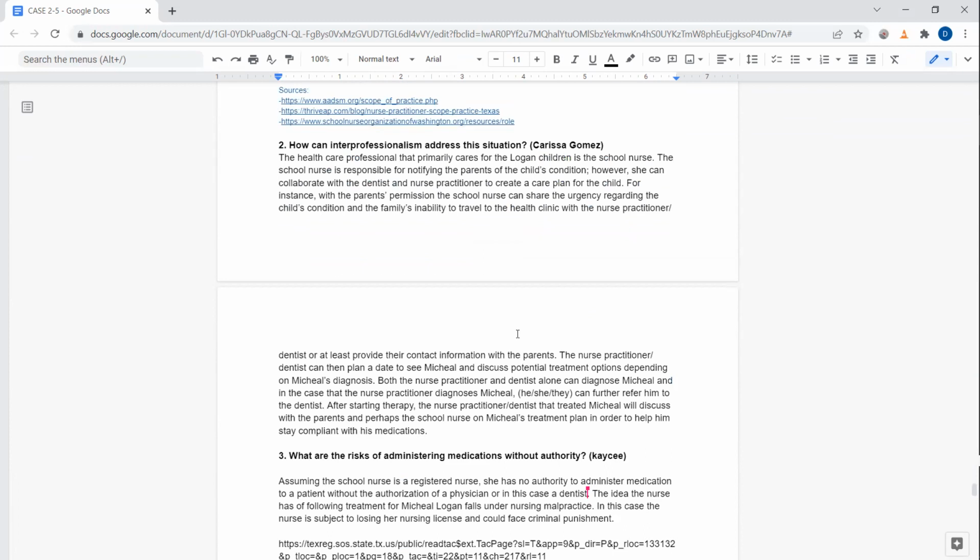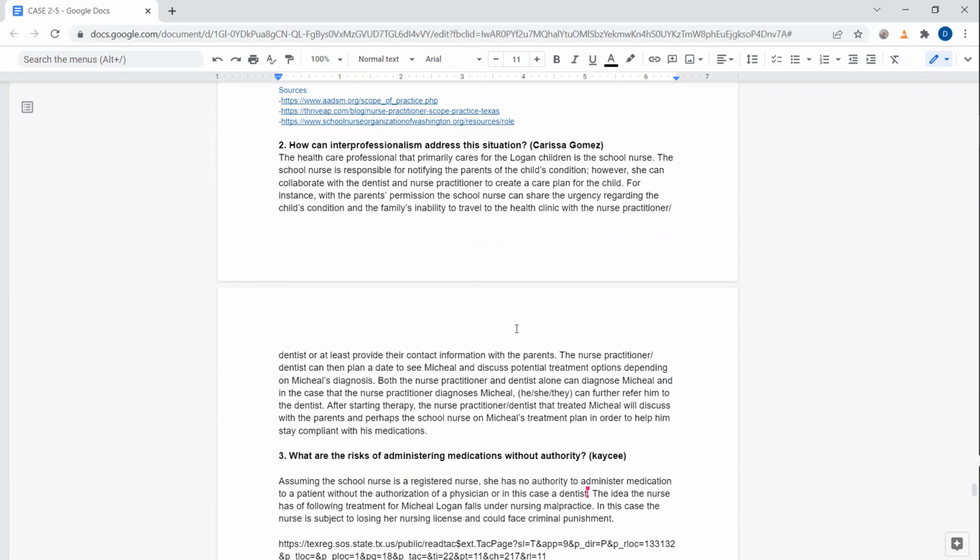Question number 2, how can interprofessionalism address this situation? The healthcare professional that primarily cares for the Logan children is the school nurse. The school nurse is responsible for notifying the parents of the child's condition. However, she can collaborate with the dentist and nurse practitioner to create a care plan for the child.